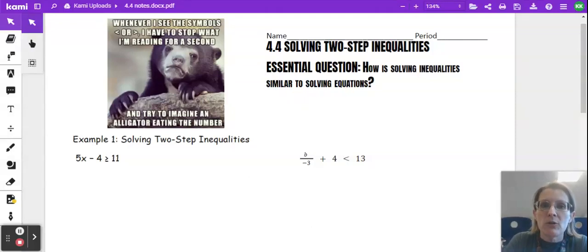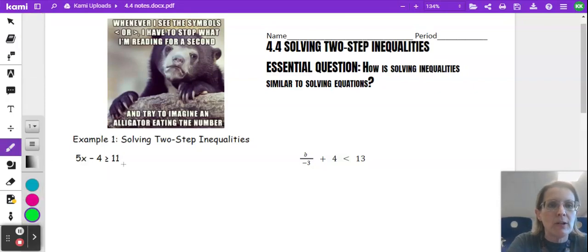Today we're working on Unit 4, Lesson 4, and we're going to take everything that we've learned about two-step equations and inequalities, and we're going to put them together. So here's our first example: 5x minus 4 equals 11. We do the same thing that we've been doing.